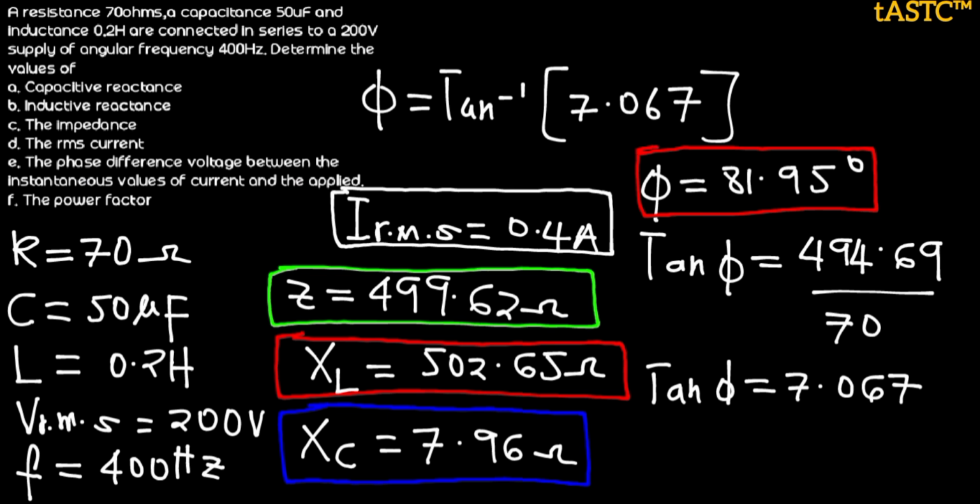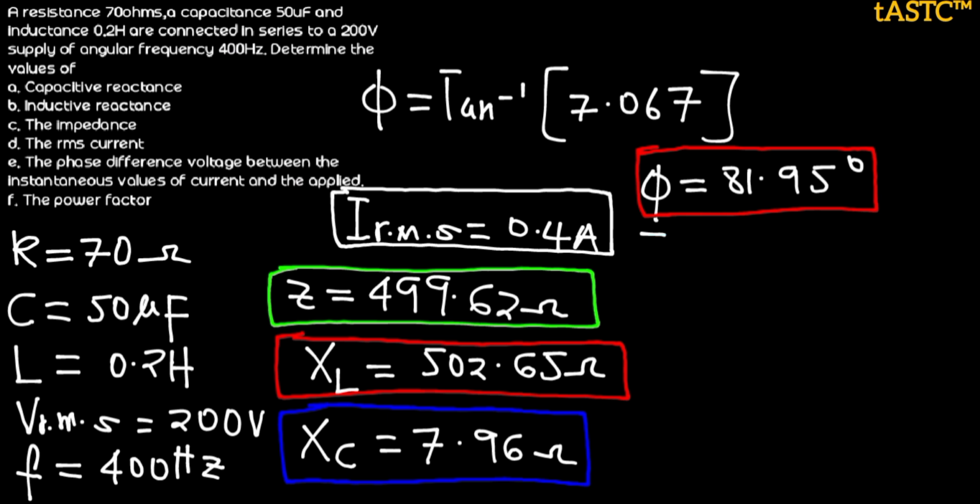Now finally, we need to find the power factor. How can you find the power factor? What is going to be the formula for it? So I'm going to take this one out. Now the formula for the power factor is given as cos phi. That is going to be equal to R divided by the impedance.